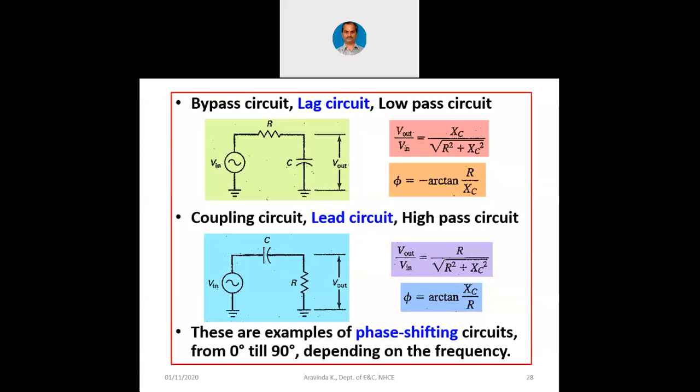That is why in general, in the first oscillator that we are going to discuss, we will have 3 such circuits where each one will produce 60 degree phase shift.